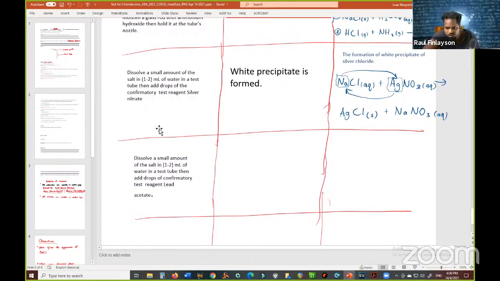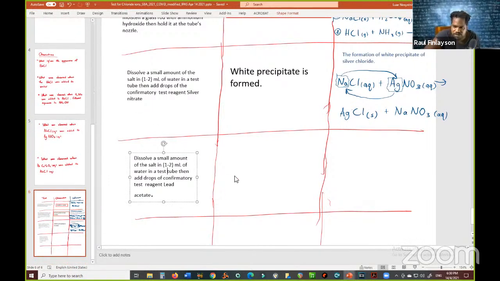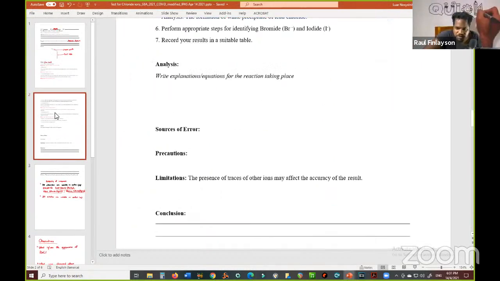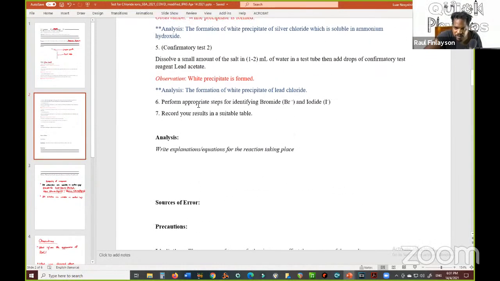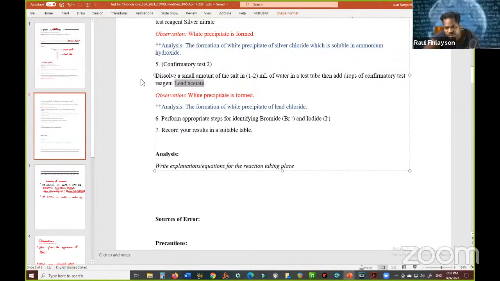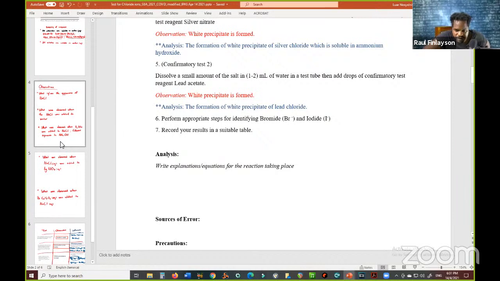Let's continue. This one now is the lead acetate, and of course this is a white precipitate. Let's go back to the results that you should have. A white precipitate formed here, guys, with the lead acetate. So I have to write the formula for lead acetate and show how this white precipitate forms. All right, so let's go back here.